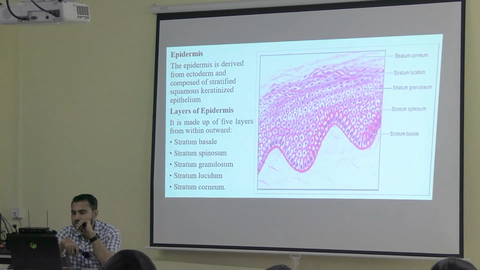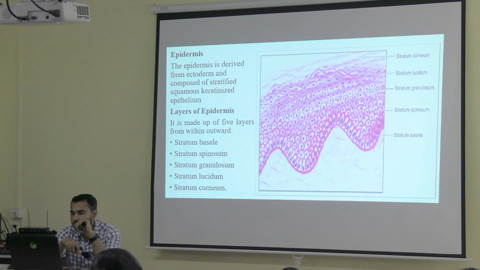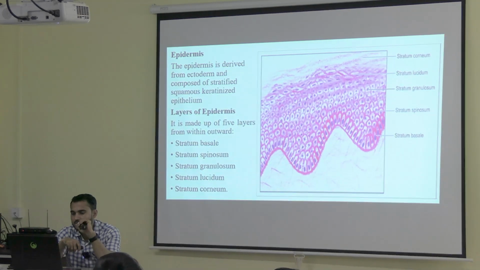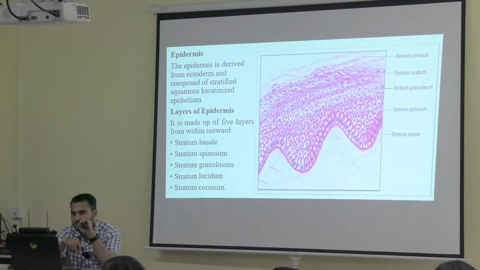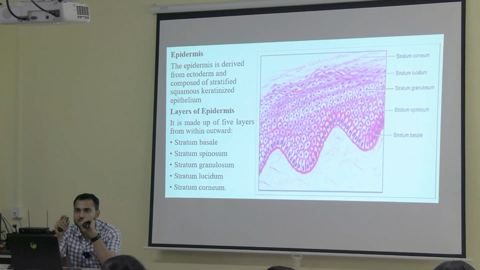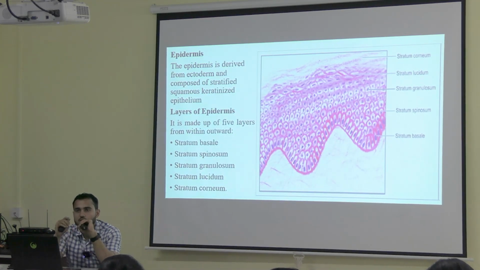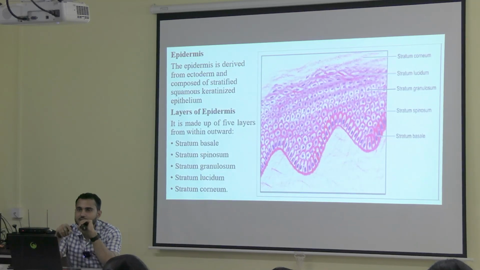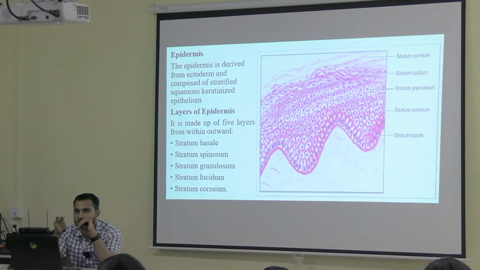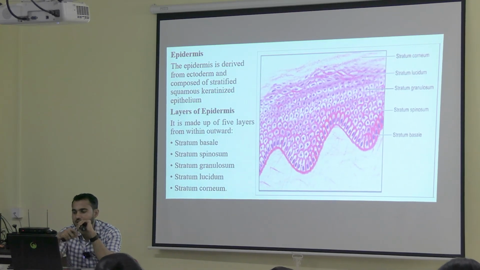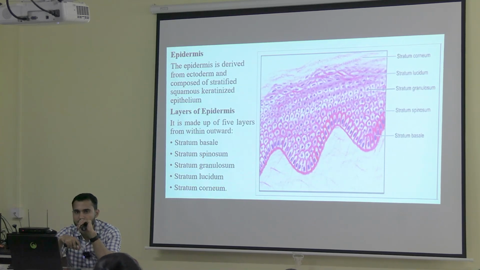Now this layer is also called spinosum, and the keratinocytes of this layer are called prickle cells. So the cells of this layer are also called prickle cells. Now here also, in the deeper part of this layer, mitosis is going on. That's why this layer is also under the germinative zone of the epidermis.